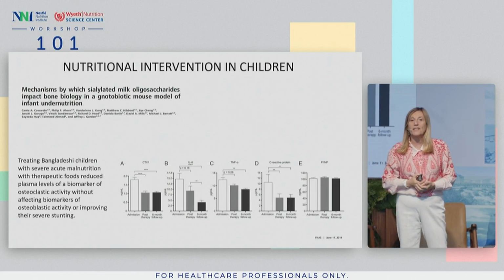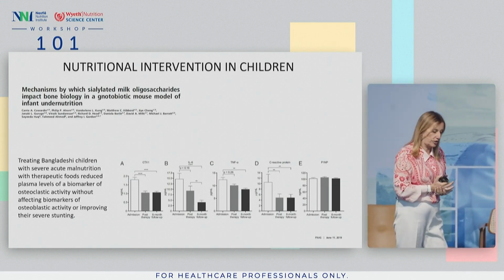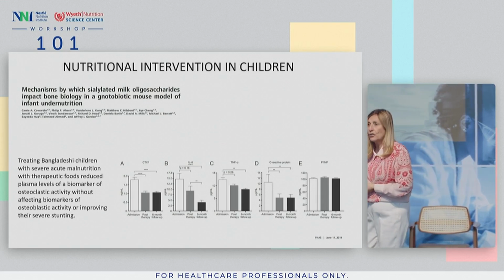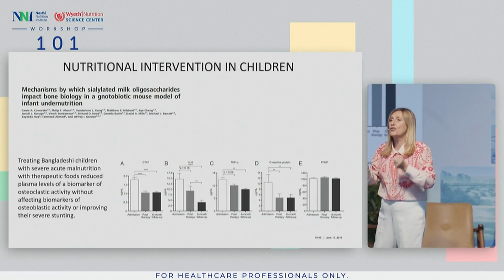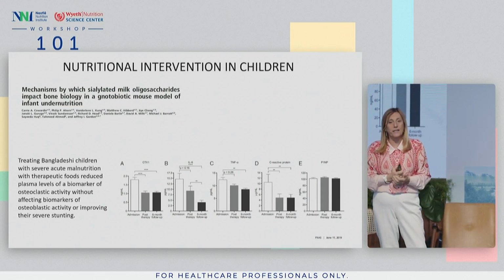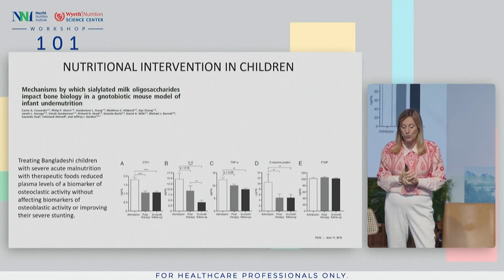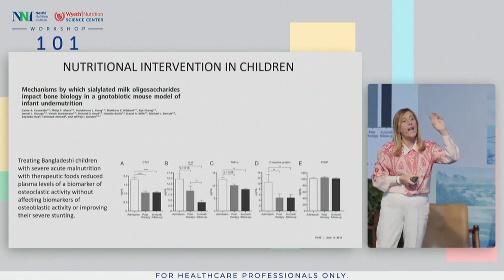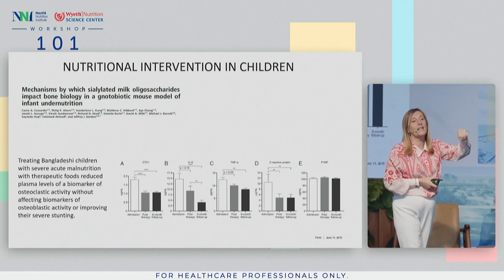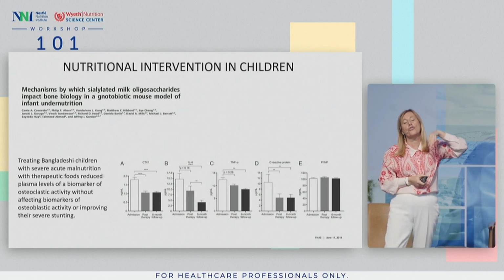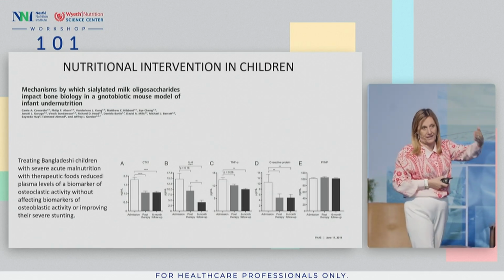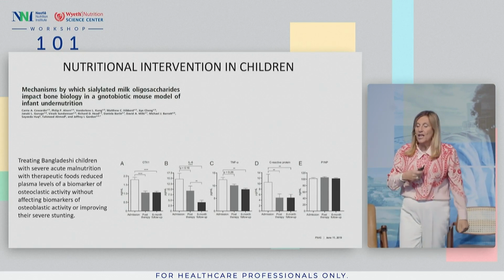And then comes nutrition and intervention in children. This is a very nice study published by the group of Jeffrey Gordon in PNAS, where they checked malnourished children in Bangladesh. They treated these children with acute malnutrition with a therapeutic food, and they showed that there was a reduced plasma level of biomarkers of osteoclastic activity without influencing the osteoblastic activity, and also improving, and either not improving the stunting.